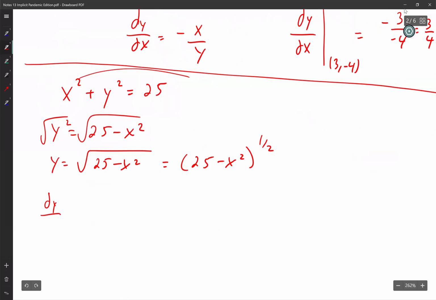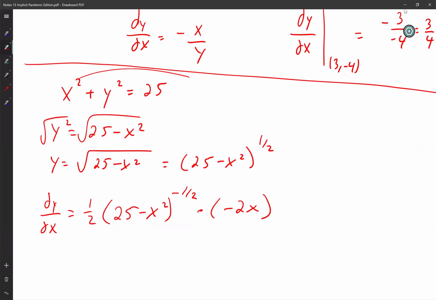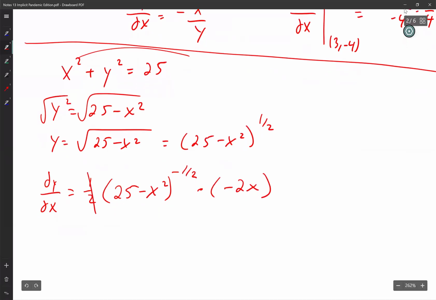dy/dx equals, chain rule, 1/2 times 25 minus x squared to the negative half times negative 2x. I see that the half and the 2 go away. It's still negative though. Negative x over the square root of 25 minus x squared.